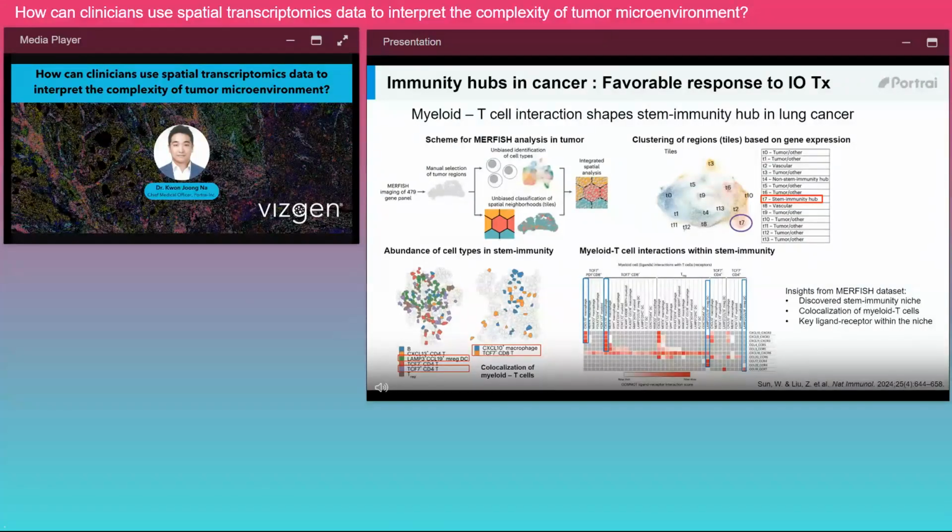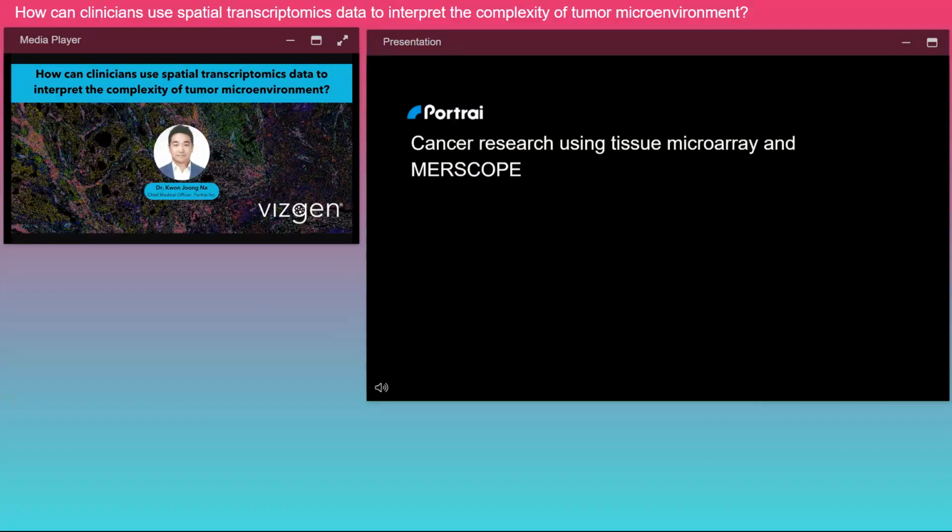So this study is a good example of how the spatial information and analysis from MERSCOPE technology can be used in clinical settings and can identify clues for immunotherapy response and resistance. In this section, I will demonstrate how we generate MERSCOPE data from multiple samples using tissue microarray and how we analyze them. I would like to present our recent data investigating the role of fibroblasts in cancer progression of lung squamous cell carcinoma.